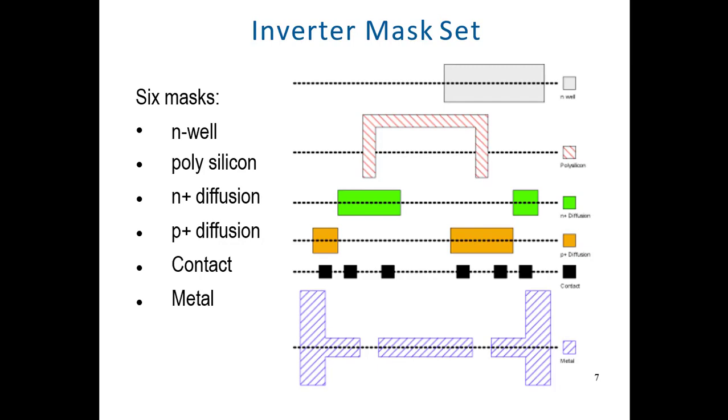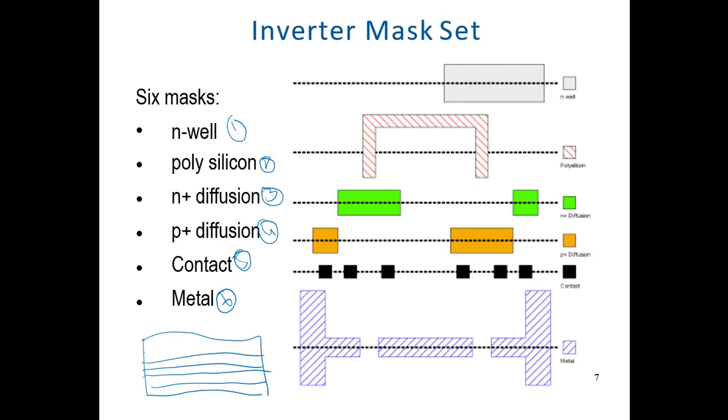Okay, so here we have the more detailed step-by-step process of the different kinds of masks. So we have the mask for N-well, we have the mask for polysilicon, for N plus diffusion, for P plus diffusion, for contacts, and for metal. So basically you have different kinds of layers in your IC. So you can consider it like a multi-story building. So this is one layer, second layer, third layer, and so on. So things are developed in layers.